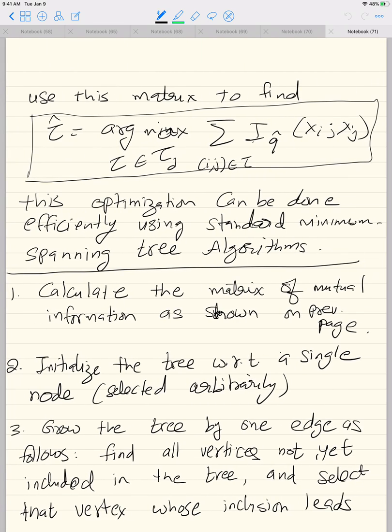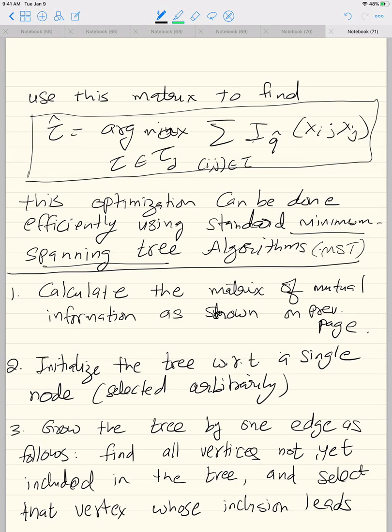Once we have computed these, we can use this matrix to solve the optimization problem that we are interested in. Solving this optimization is a well-known problem in the CS literature. It is known as the minimum spanning tree algorithm, MST. We may have seen it in an algorithms course, but the point here is that a simple greedy algorithm will be able to solve this. So the steps are outlined here in the notes.